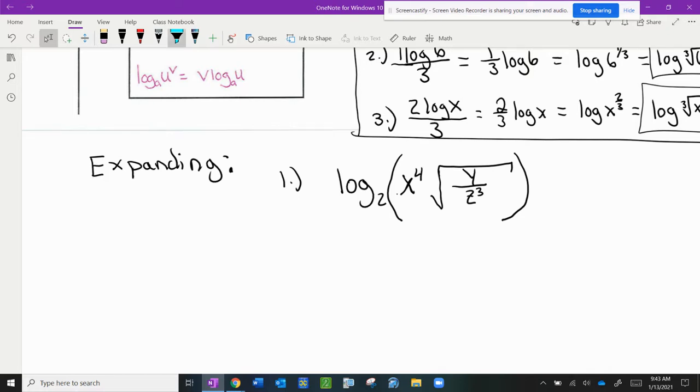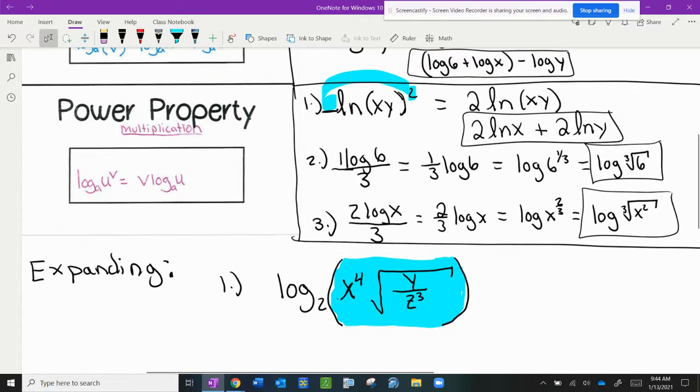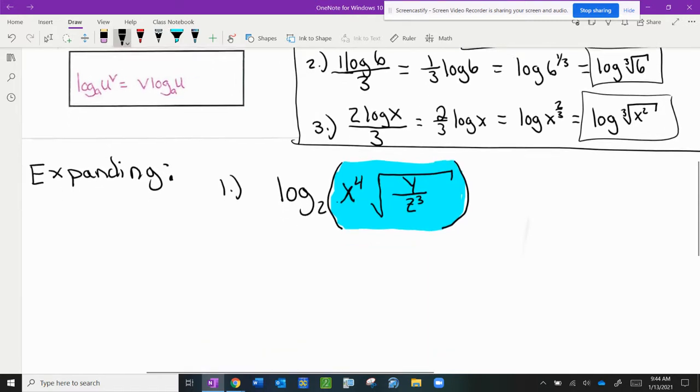So we're going to take this input and we're going to split it up so I can write it as many logs as possible. That's the goal. And whenever I run into a power, I'm going to always bring my power down using my power property. I don't want to leave my powers up. I want to bring my powers down like I did in this problem on number 1. Okay, so that is called expanding.